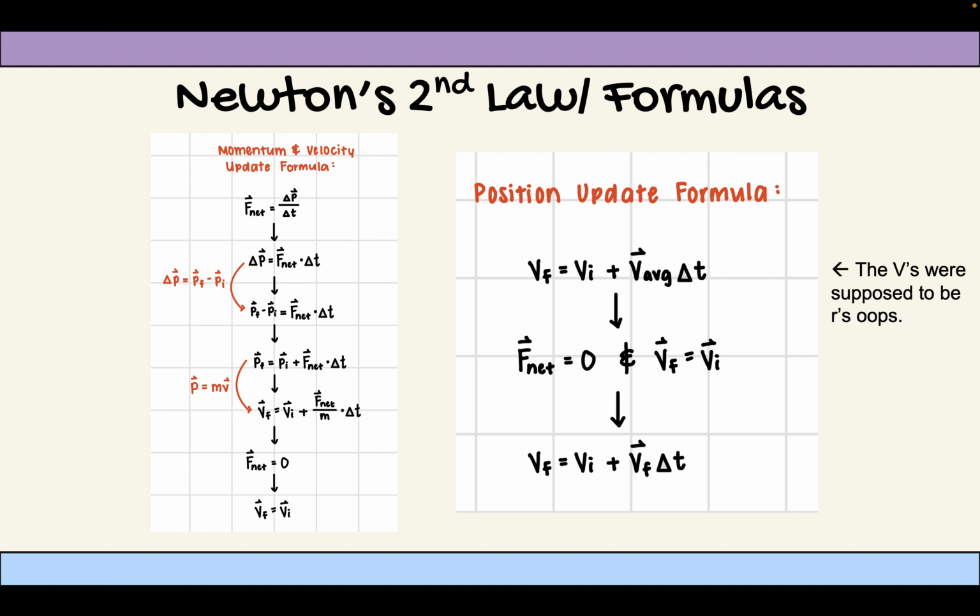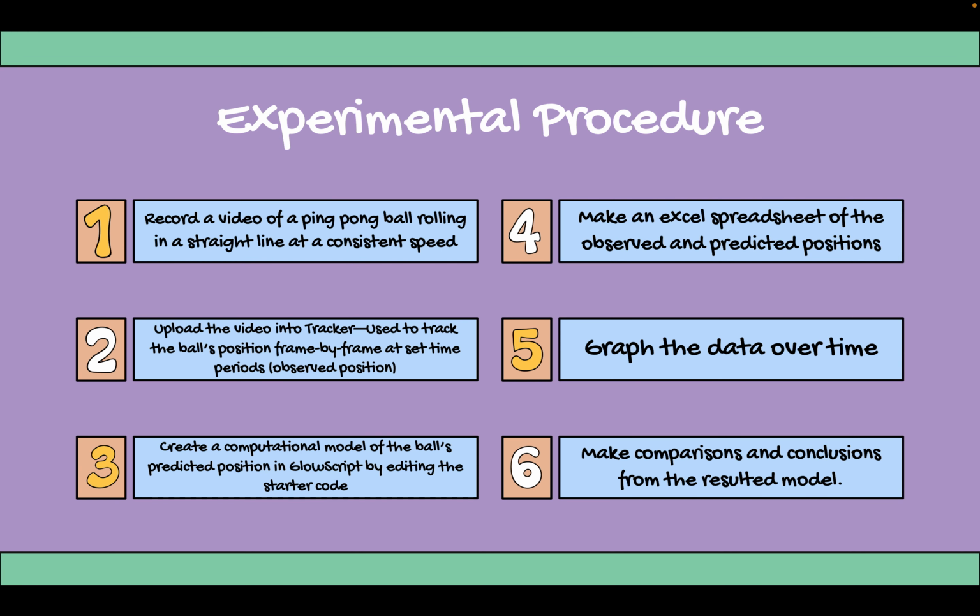The second formula is the position update formula, to further show that the final position is going to be equal to the initial position plus the final velocity times the change in time. In this case, the final velocity is going to be equal to the initial velocity. After understanding the applications of these fundamental principles, here are the steps I took to complete this lab.